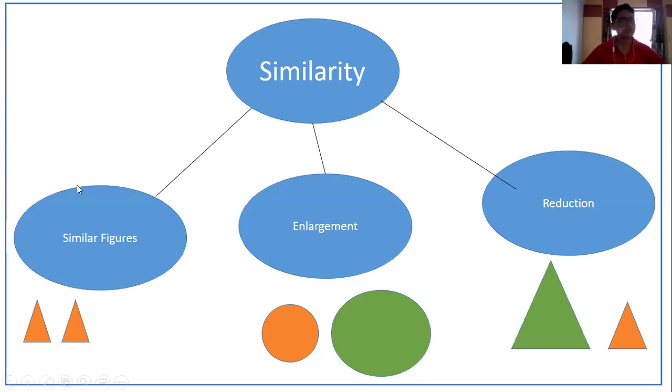Is this understood or not? Yes, ma'am. Right. So all the equilateral triangles are always similar, right? Because all the angles are equal and the sides will be in the same proportion.